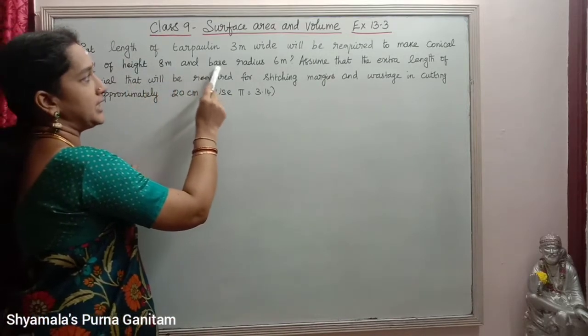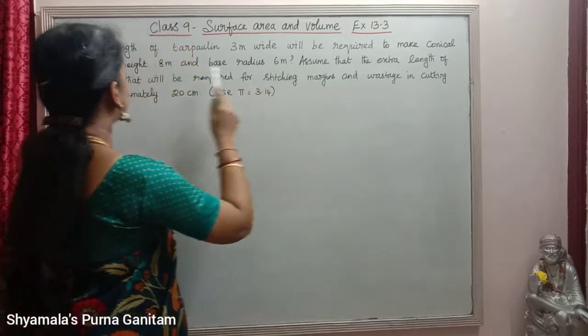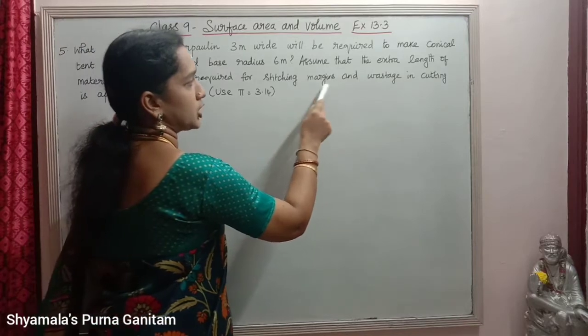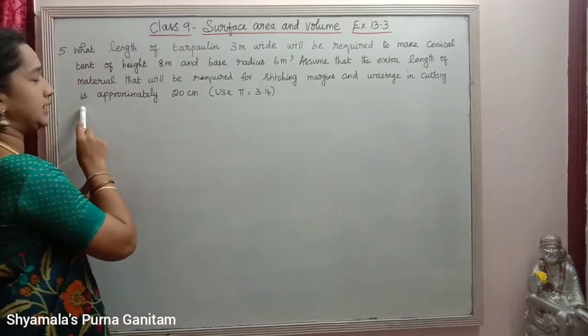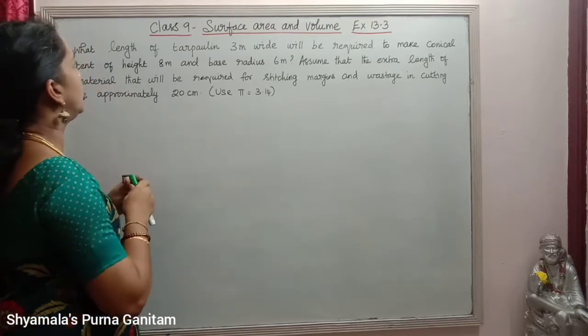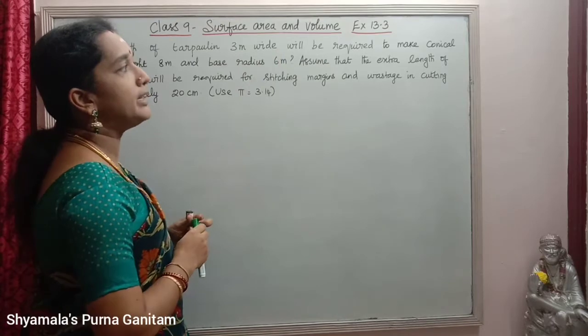Okay. Next sum: what length of tarpaulin 3 meter wide will be required to make a conical tent of height 8 meter and base radius 6 meter? Assume that the extra length of material required for stitching margins and wastage in cutting is approximately 20 centimeter. So, what length of tarpaulin 3 meter wide will be required?